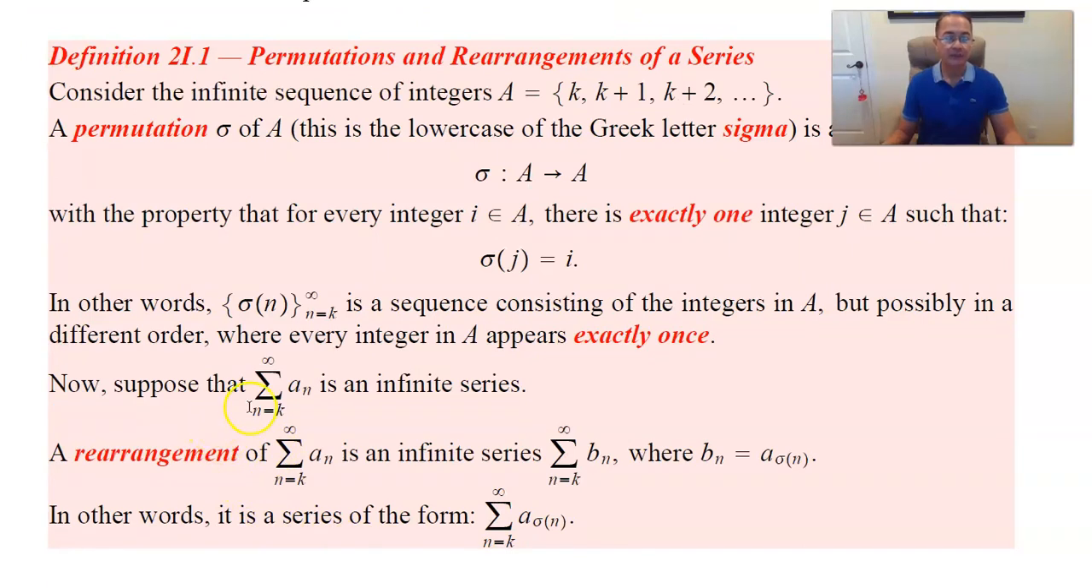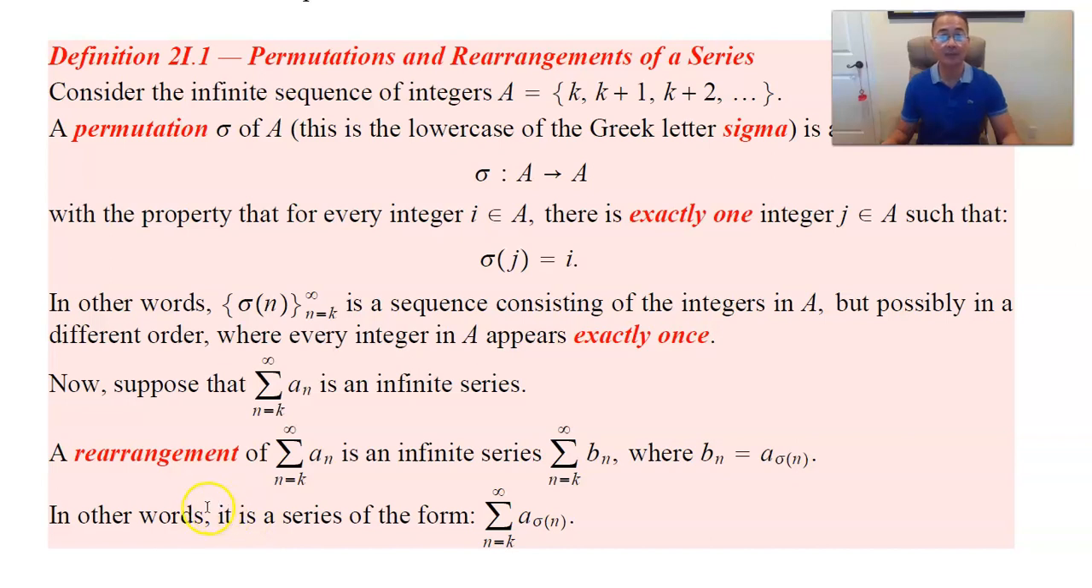A rearrangement of our infinite series, summation n equals k to infinity of a sub n, is another infinite series, summation n equals k to infinity b sub n, where b sub n is a sub sigma of n. So in other words, it is a series of the form where we use the original symbol, summation n equals k to infinity of a sub sigma n. Okay, so that's a lot to swallow in this definition.